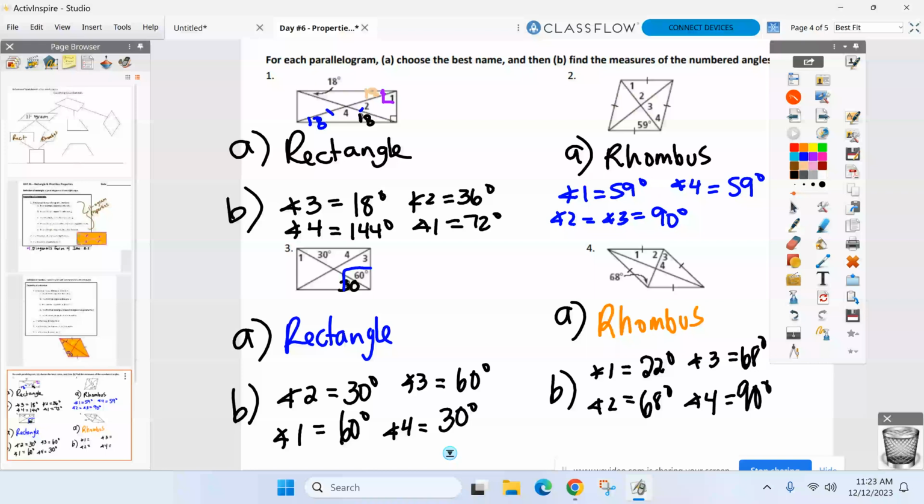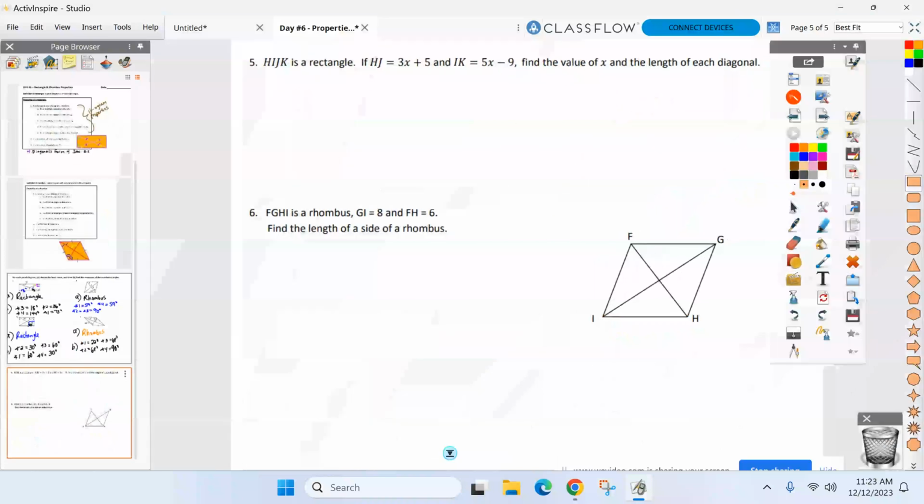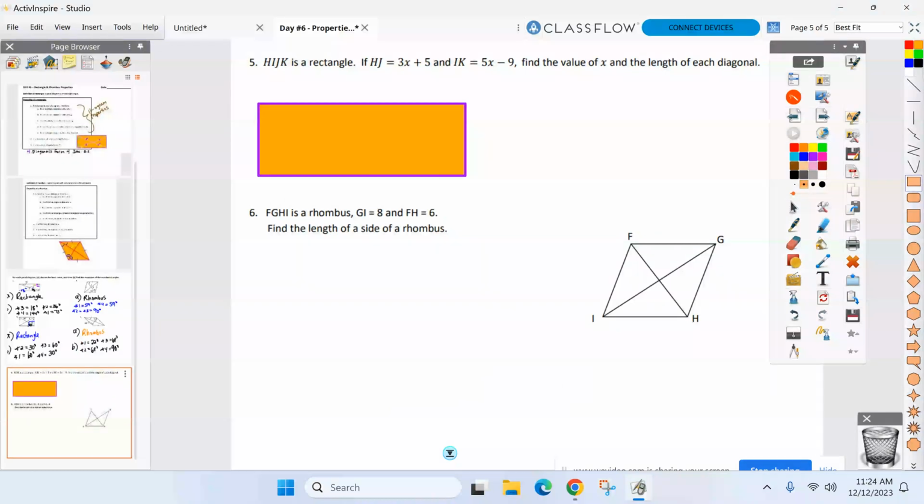Those are the angles. Now let's talk about the sides and the diagonals before we end class. All right, we got rectangle HIJK. Quickly, because this will mess up the problem, how do you label it? Clockwise or counterclockwise? Because if you start jumping diagonally, it throws off where these should go.